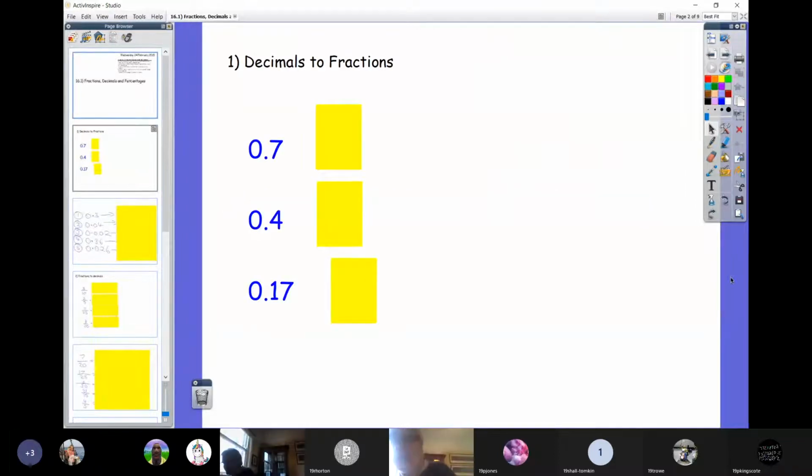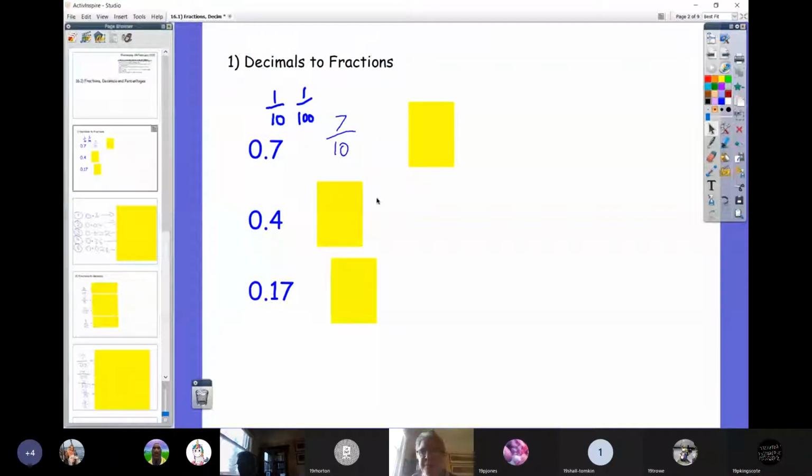Okay, so decimals to fractions. Remember, the column after the decimal point is your tenths column, and the column after that is your hundredths column. So 0.7 has 7 in the tenths column, so that is just 7/10. And 0.4 will have 4 in the tenths column, so that's 4/10. And if the question was asking you to simplify your fraction, 4/10 you could simplify to 2/5.